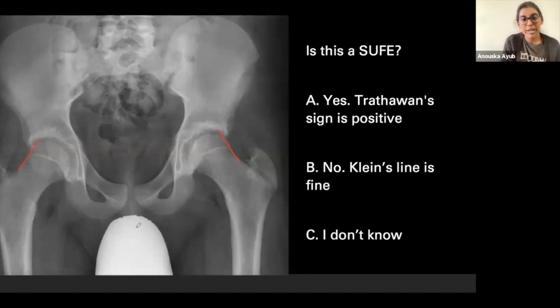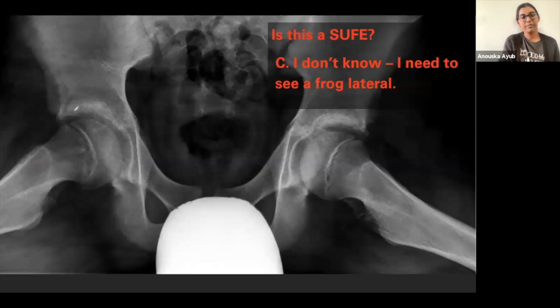It's supposed to pick up quite subtle SUFIs, but sometimes you can have an even more subtle SUFI. And if that's positive, so if it doesn't go through there, that's called Trethowan's sign. So Klein's line, Trethowan's sign. But on a frog lateral, it's even more sensitive, picking up very, very subtle SUFIs. And you can't do Klein's line on a frog lateral because if you look at the normal side and draw that line, it always misses the epiphysis.